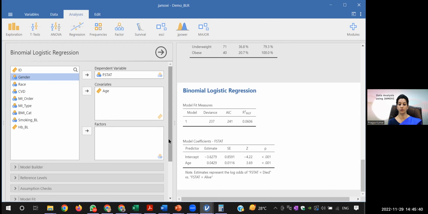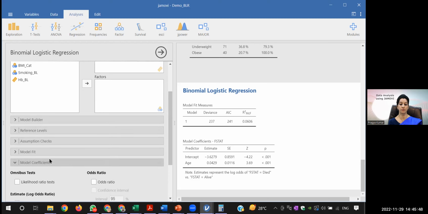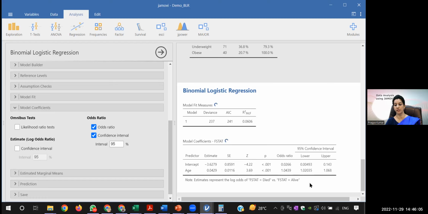Right now you have not gotten the odds ratio. So if you come to this option, can you see that I am not checking these things now. First you go to this model coefficient. And if you click this odds ratio, then you can see the p-value of the odds ratio. So what is the odds ratio of this? This is 1.04 along with its confidence interval. And what is the p-value? It is less than 0.001.